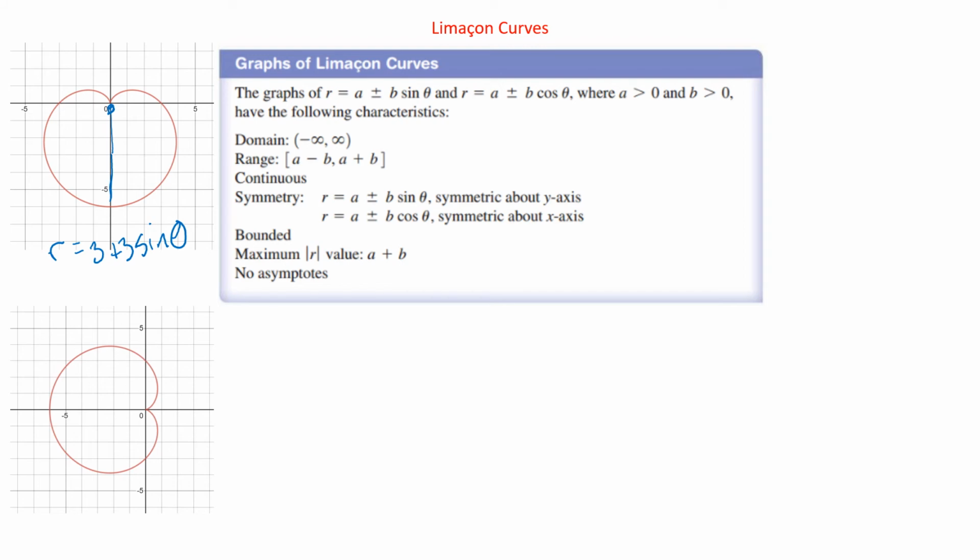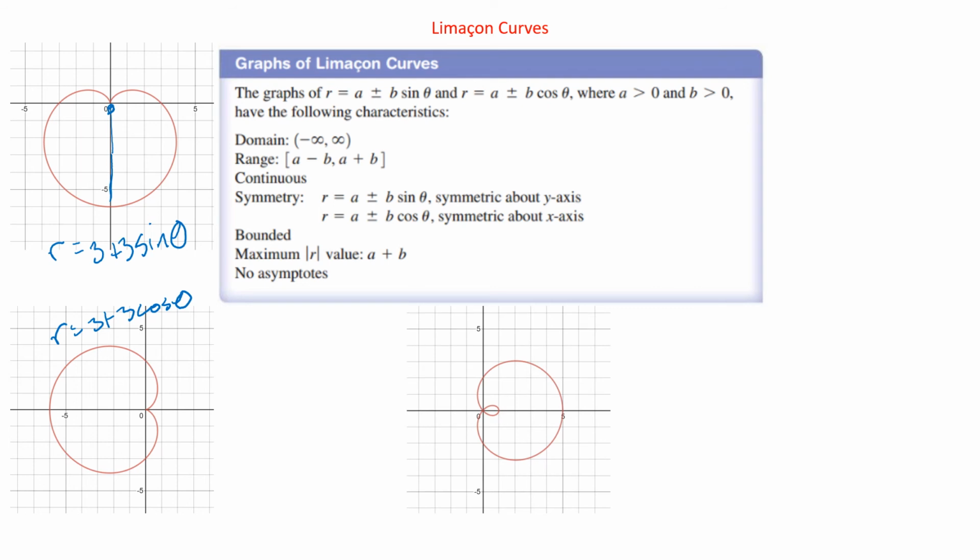This one is the same except it's cosine. So we can see how it just rotates it, and now it's symmetric about the x-axis, so it has that vertical symmetry.